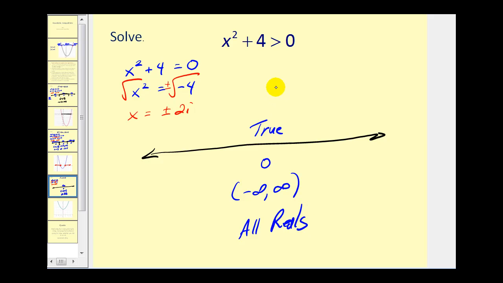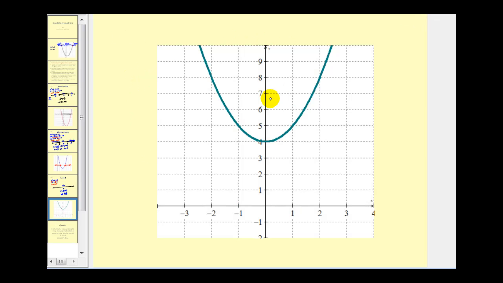So graphically what that means is the graph of the left side should always be above the x-axis. Let's go ahead and see. And we can see this function is always positive, therefore it's always greater than 0, which verifies our solution.